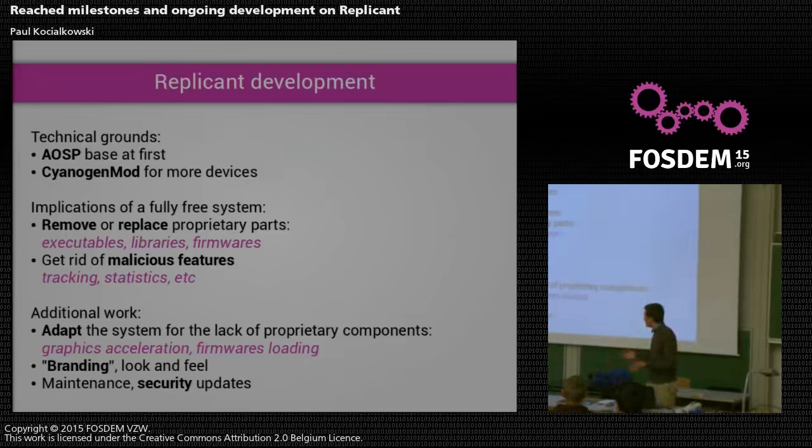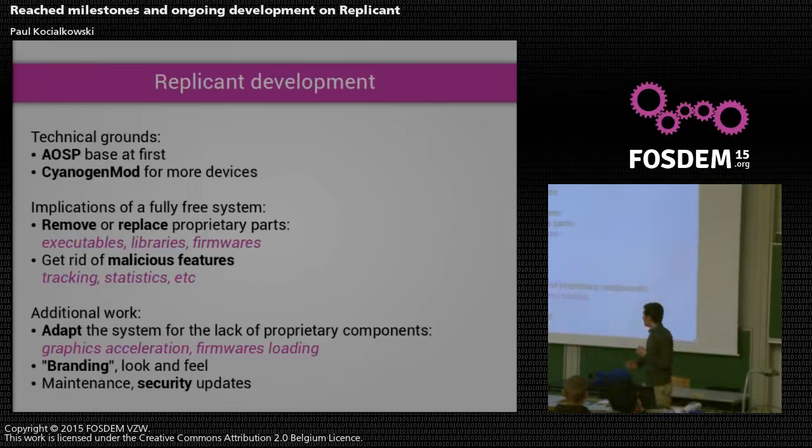And those non-free bits of software are either executables, so usually daemons that run in the background, or libraries, essentially hardware abstraction libraries. So those are kind of drivers in user space. And obviously we have firmwares, little bits of code that run on chips, not on the main CPU, but on other chips that are aside the CPU.